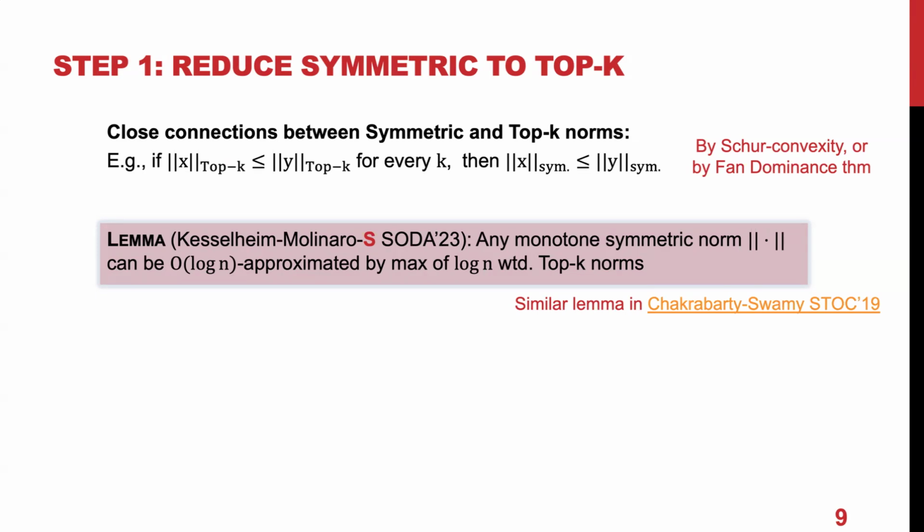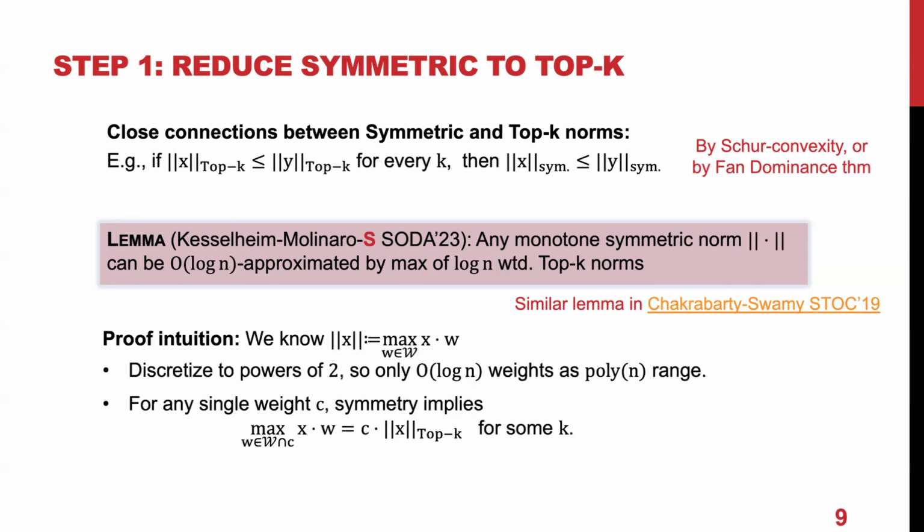So it basically says that any symmetric norm can be pretty much thought of as a top k norm or max of top k norms. The proof of this fact is not very difficult. It goes by some kind of discretization trick. You write the norm in its dual form as max of linears, and then you discretize these weights as powers of 2 and argue that because of symmetry, these weights can be interpreted as some kind of top k norms. So step 1, as I'm saying, is not really new.